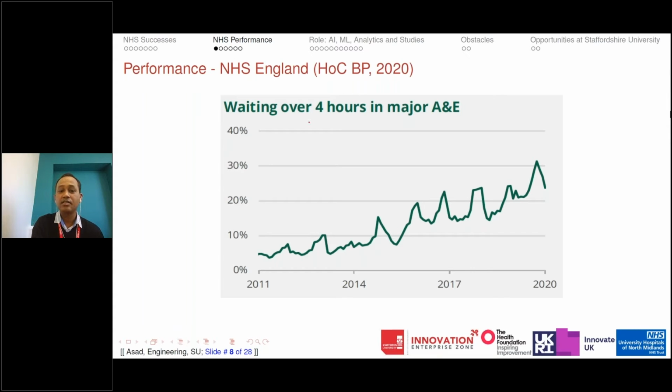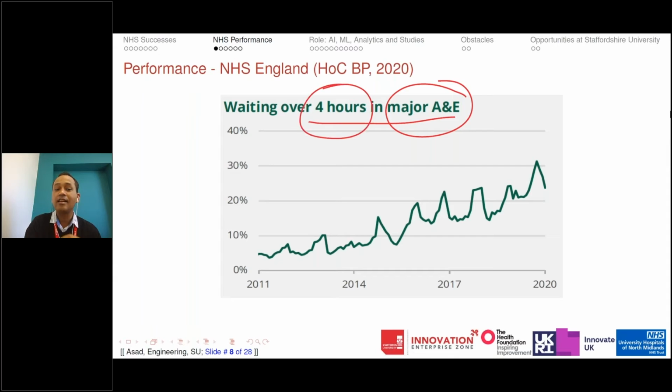Okay, so this is the waiting time at major A&Es within England. The government's mandate is to provide care to anyone attending a major A&E. By major A&E, we mean those A&Es that provide care for 24 hours. The government's mandate is to provide care in less than 4 hours, and 95% of patients should be seen by a clinician in less than 4 hours.